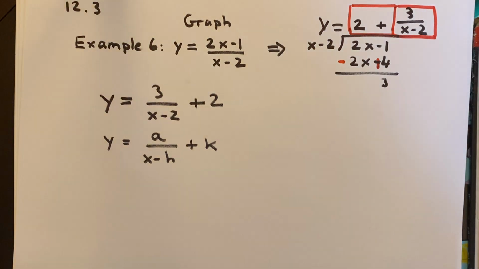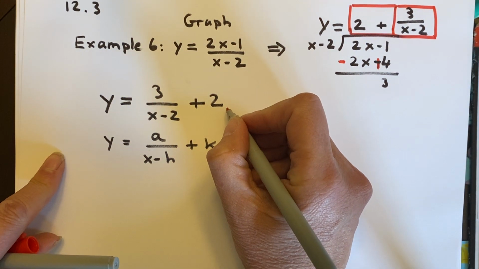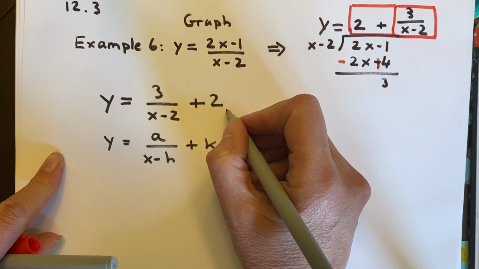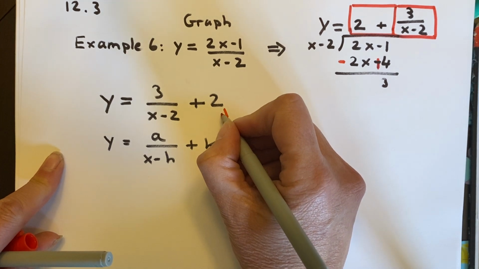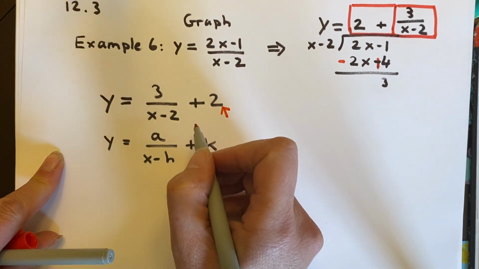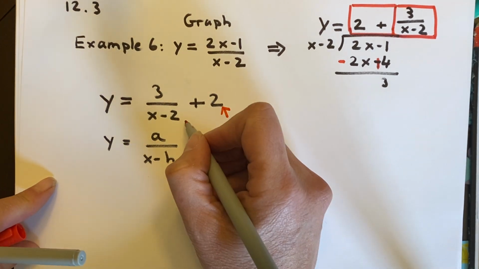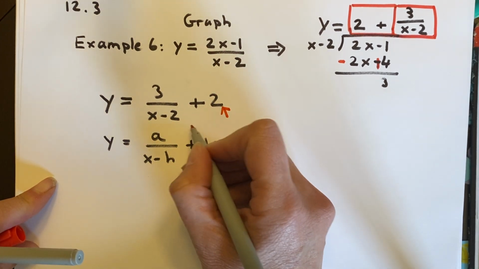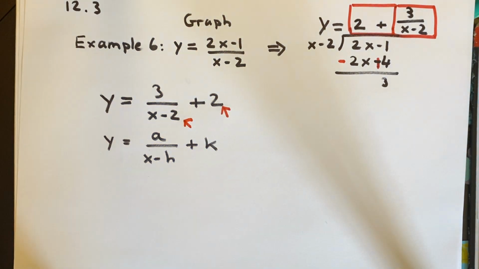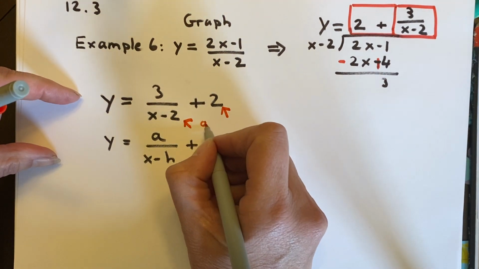Looking at it right here, I can see that my first asymptote, which causes my rational function to go up and down, is 2. And my second one here, my h, is also 2. So I can see these are going to be my asymptotes.